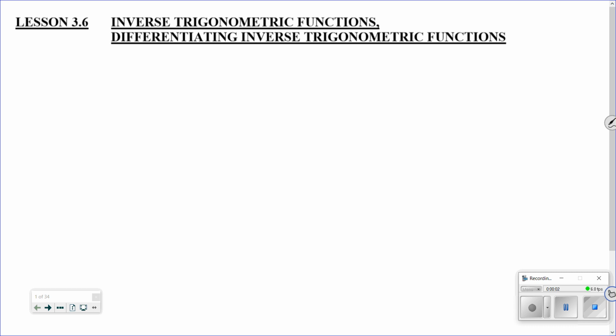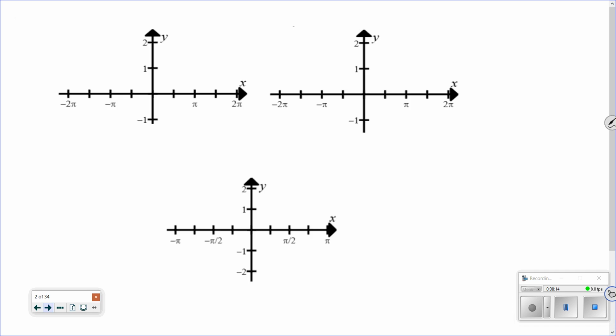Right, last section of chapter 3. So we're going to look at inverse trig functions, and we're also going to look at taking the derivatives of inverse trig functions. So to understand this, I want to start out by really fast reviewing the graphs of sine, cosine, and tangent. So I'm going to start with the sine.